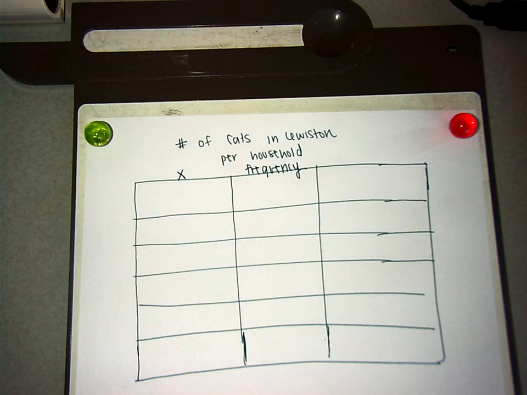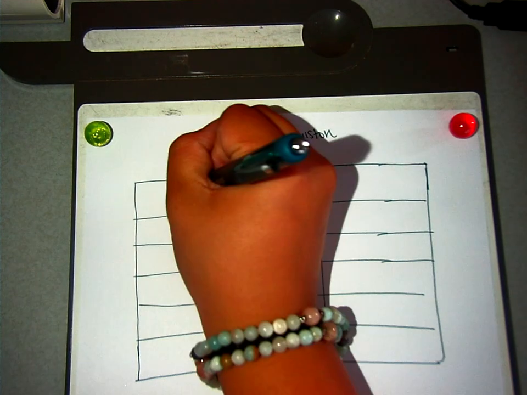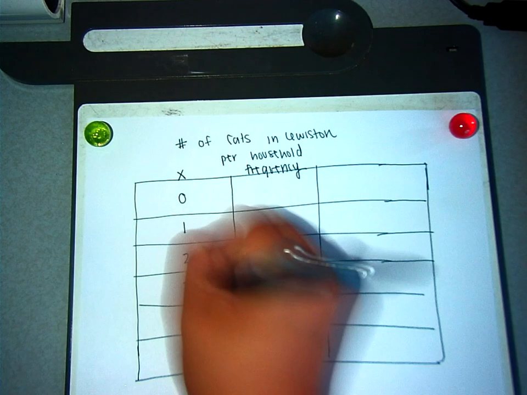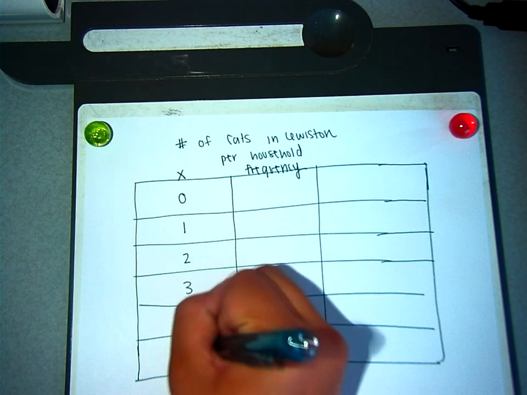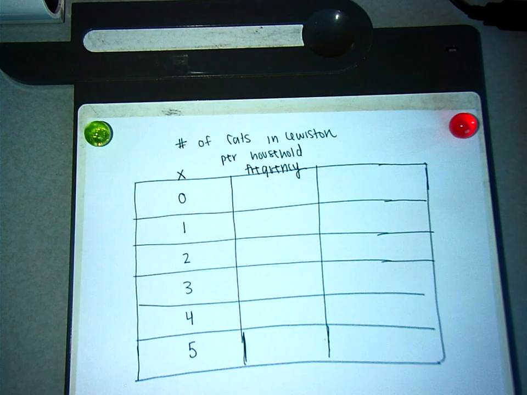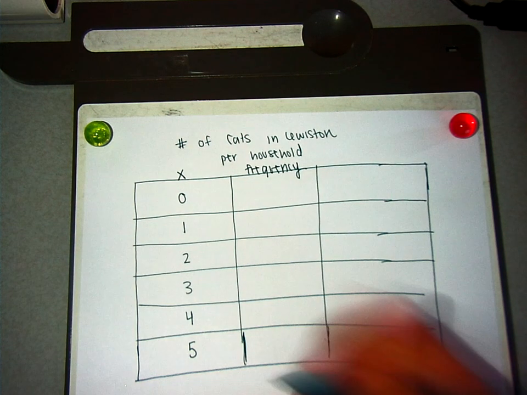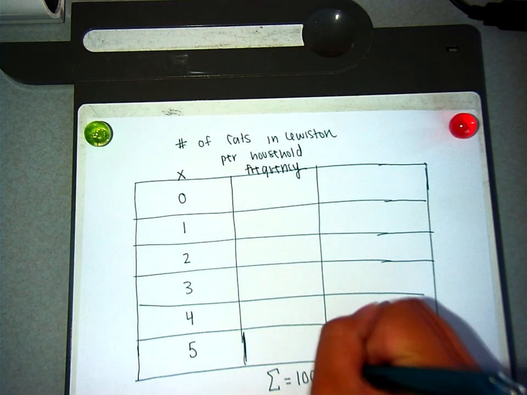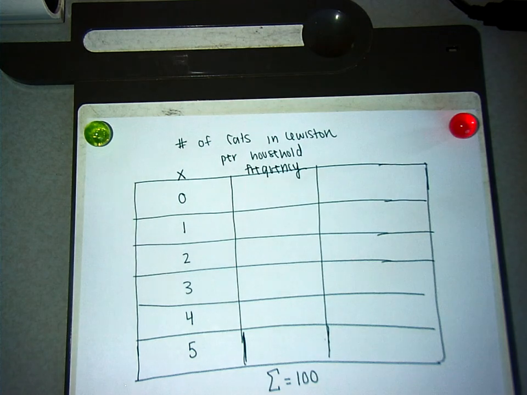So should I write these as classes, or can I write them as numbers? 0, 1, 2, 3, 4, 5. All right, so Trey, we're trying to make the middle column, the frequency column, add up to 100 households. So out of 100 households, and you might want to scoot your vision down a little bit.